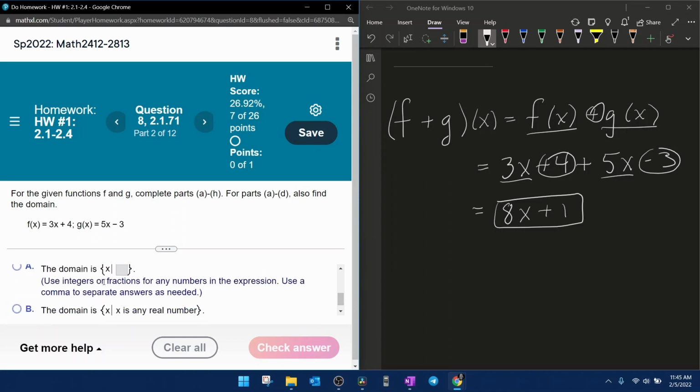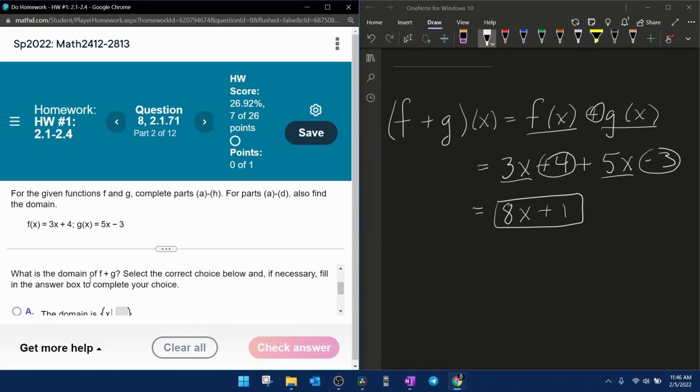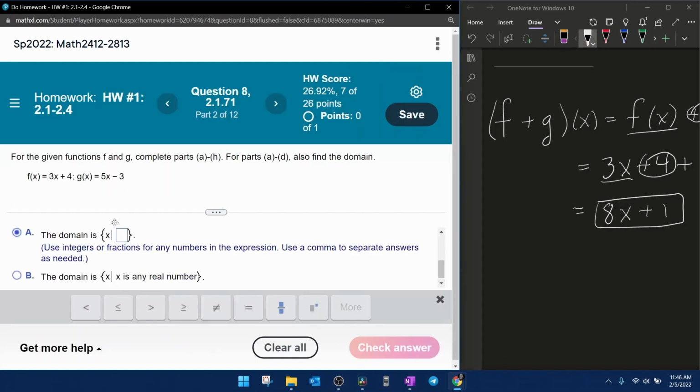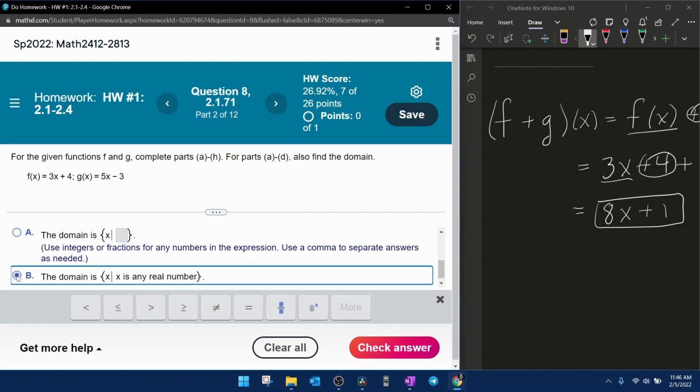Excellent. Next part. It says, what is the domain of f plus g? The domain in set notation, this with the braces here, these fancy parentheses are called braces. That indicates set notation. If the domain was restricted, like if the domain was not all real numbers, then you would need to put the restriction here. But in our case, the domain is all real numbers because f and g are polynomial functions.